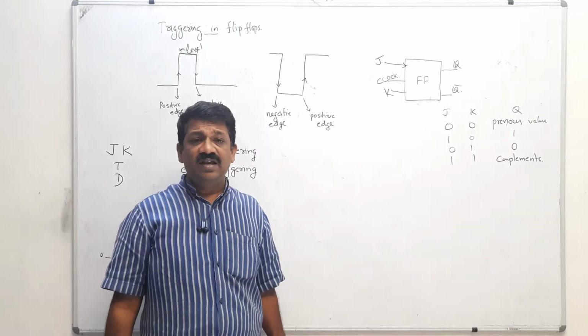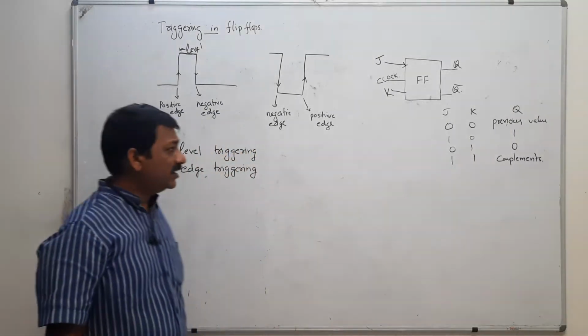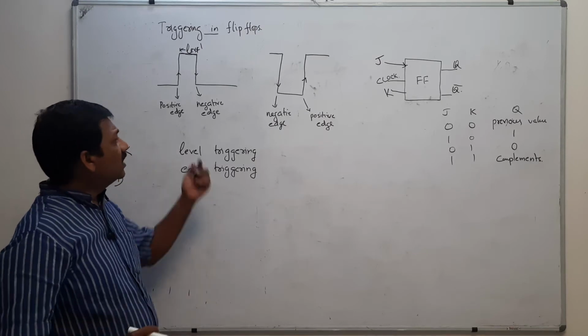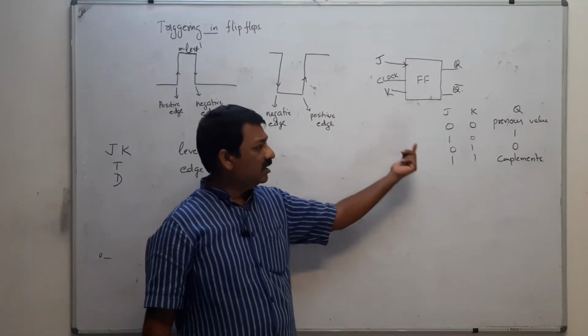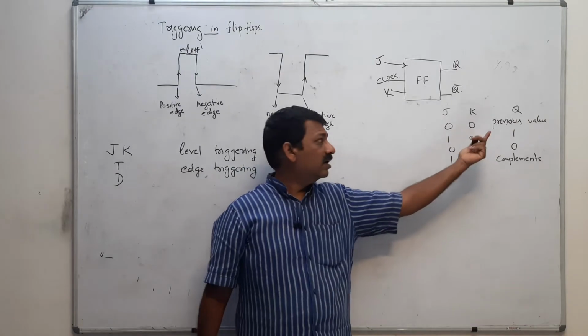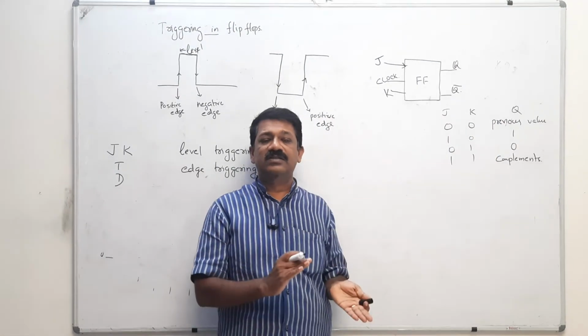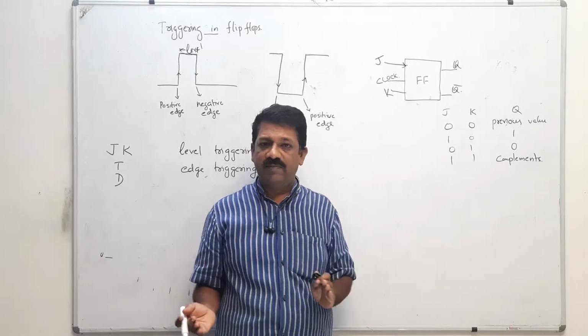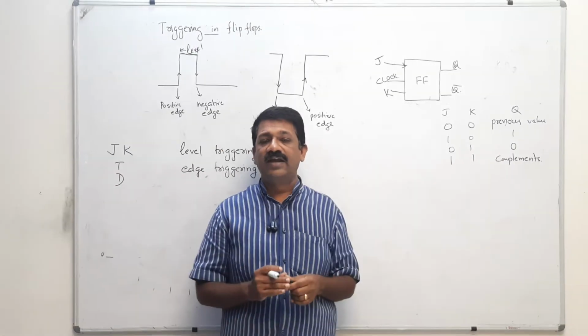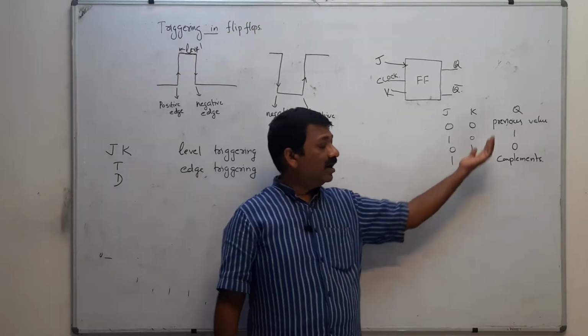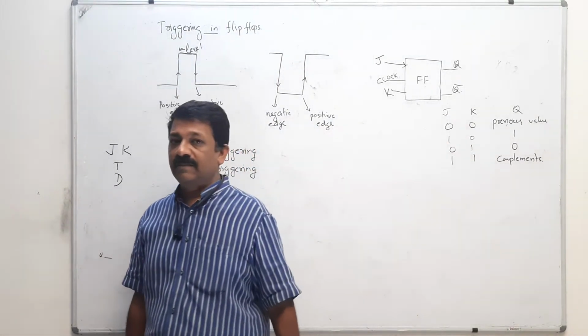That is called level triggering. And if it is positive edge triggering, that means depending on the value of J and K, the value of Q either remains in the same state, or is set, reset or complemented. So these are the four different actions that can be done as far as a flip flop is concerned.